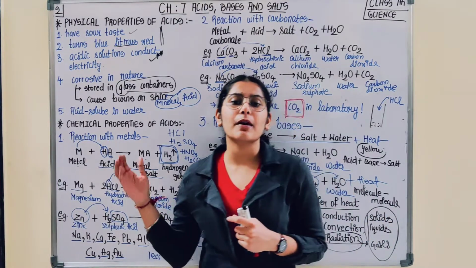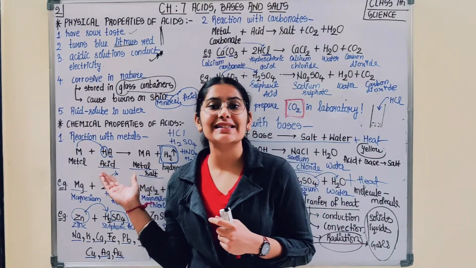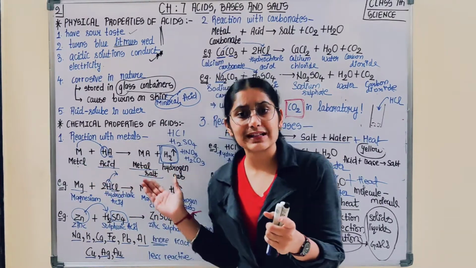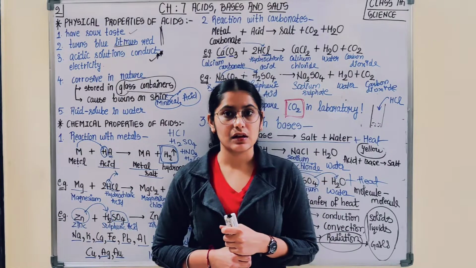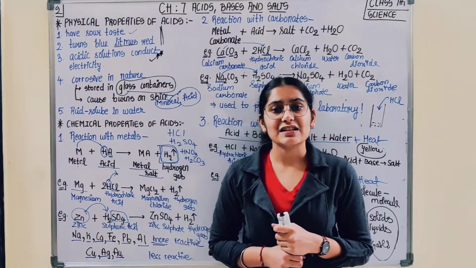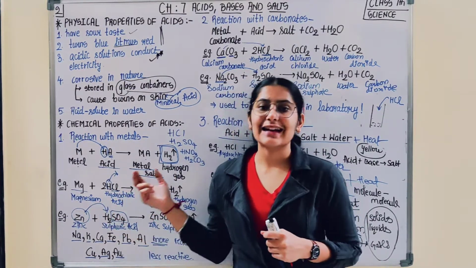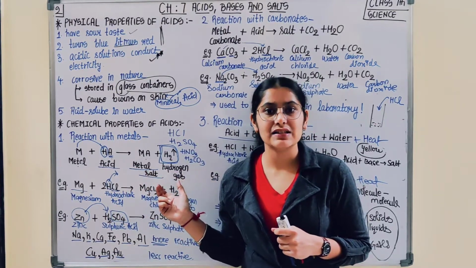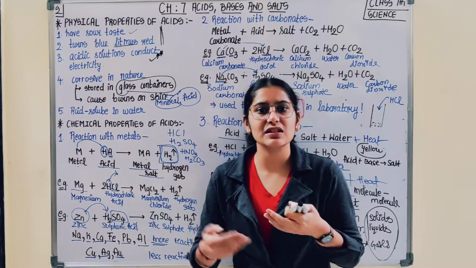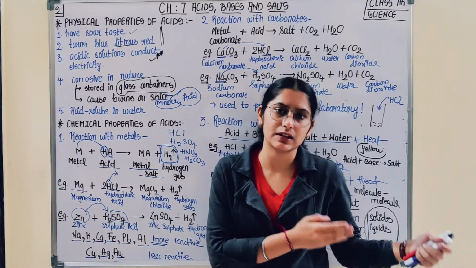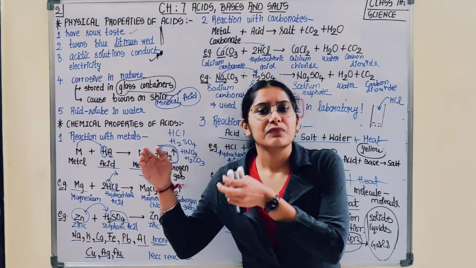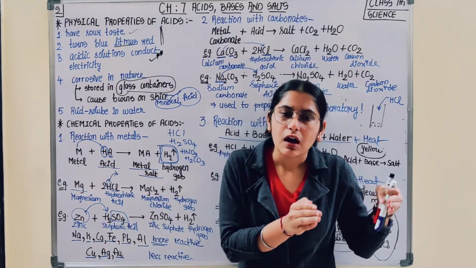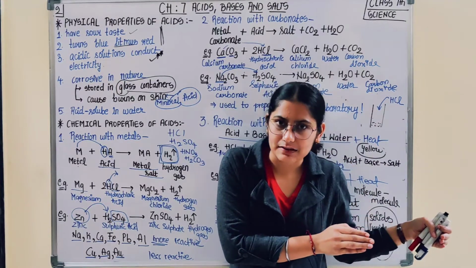We also discussed chemical properties, where acids react with metal, and therefore restrict us from storing these acids in metal containers. Okay, so how does the reaction take place? When acid reacts with metal, it forms salt along with hydrogen gas, which is evolved. So when metals react with acid, they form salt along with the evolution of hydrogen gas.